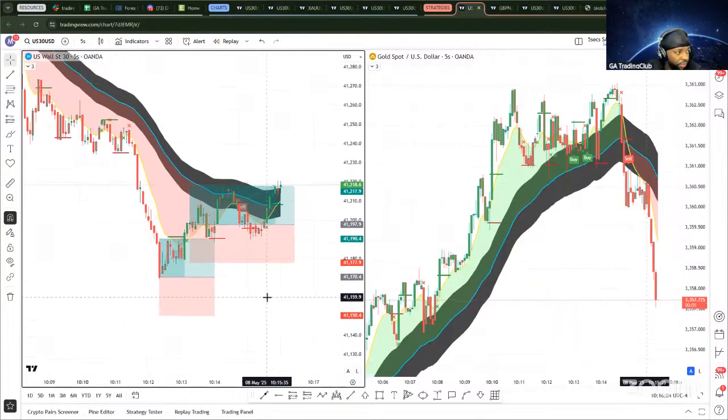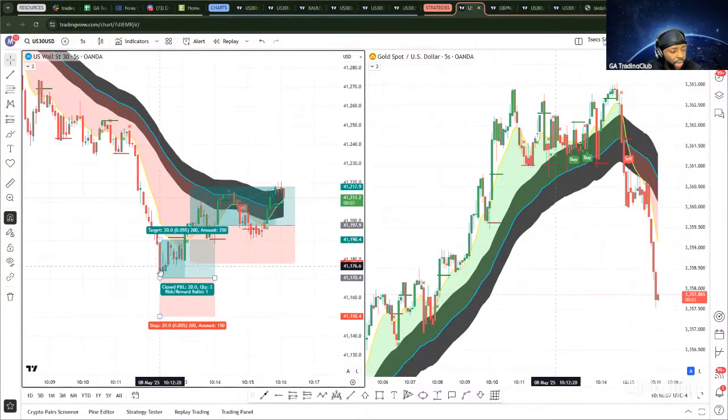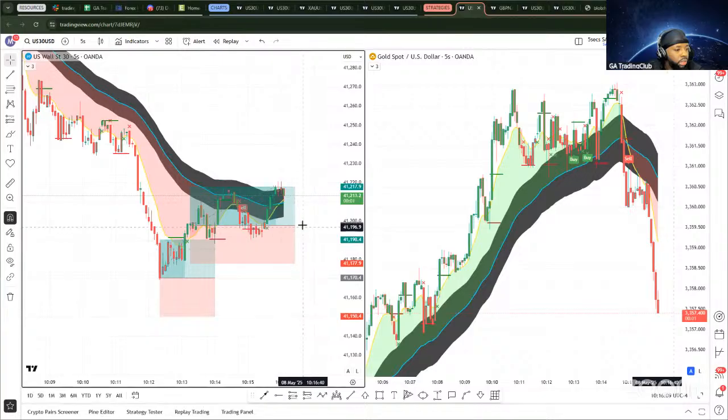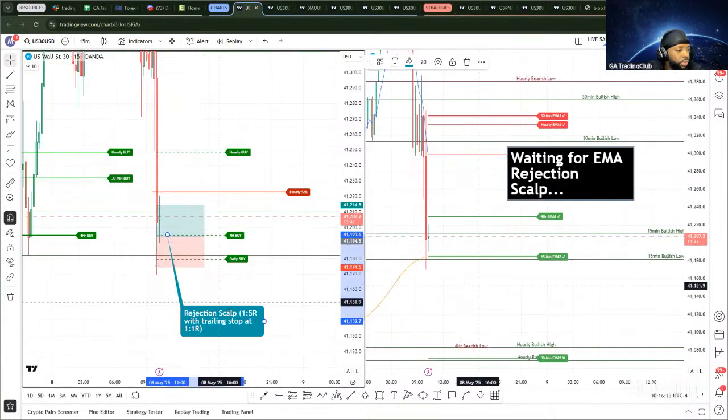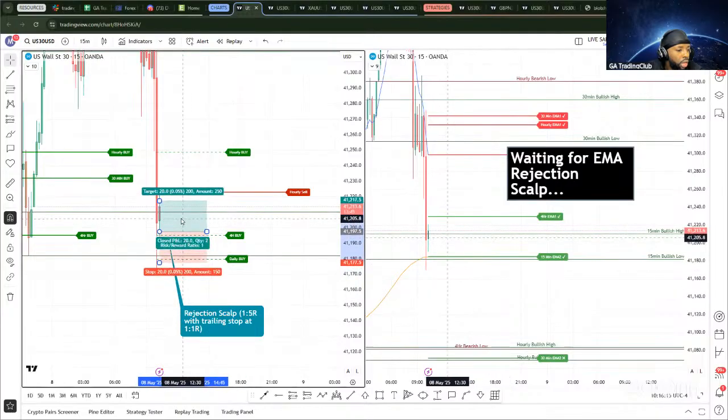But you can see the difference, right? So if you wait to enter, and let me record this from my journal, 41,197. I think the entry was somewhere there.